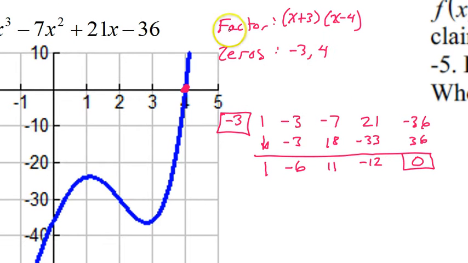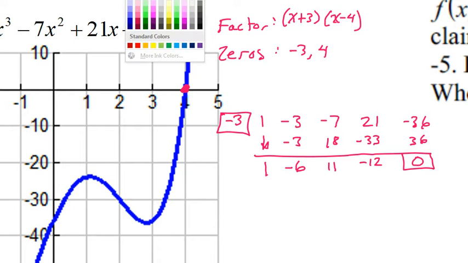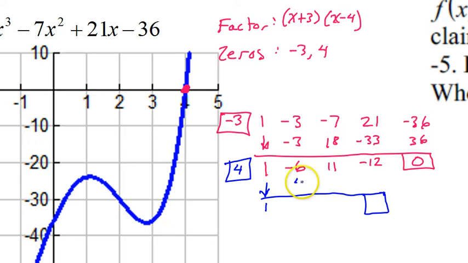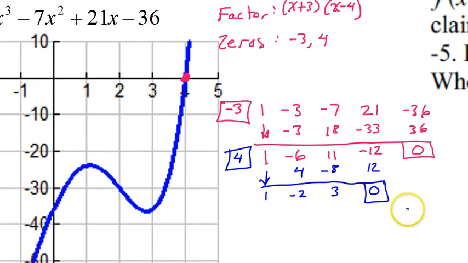I did -3, but now I'm going to do the 4. I'll pick up right where I left off. I'll put a 4 right here and draw a line, and put my remainder box underneath the -12. I bring down the 1. 1 times 4 is 4. Add these up, I get -2. -2 times 4 is -8. That makes 3. 3 times 4 is 12, and I get 0 again.